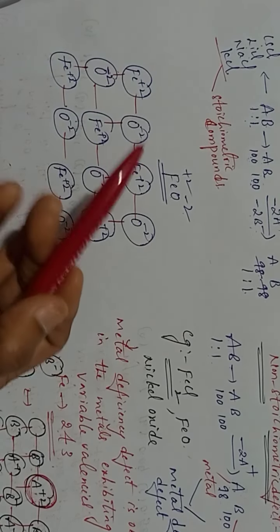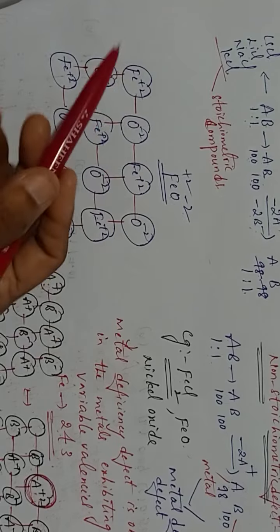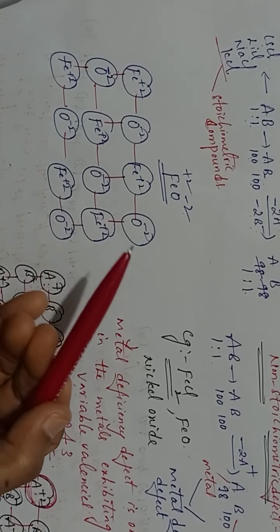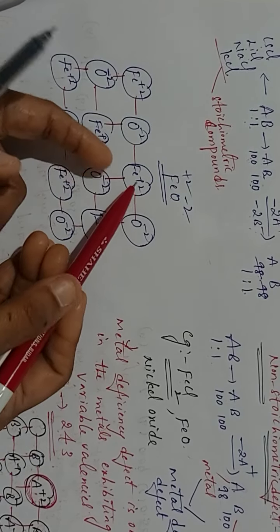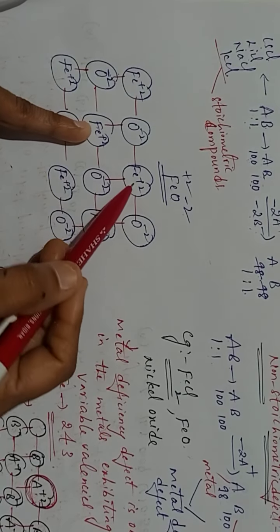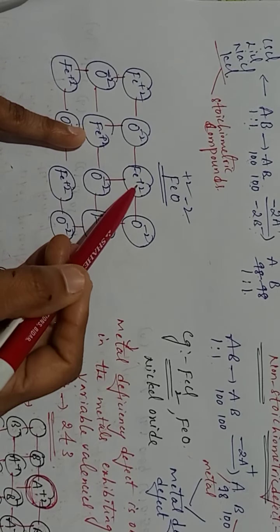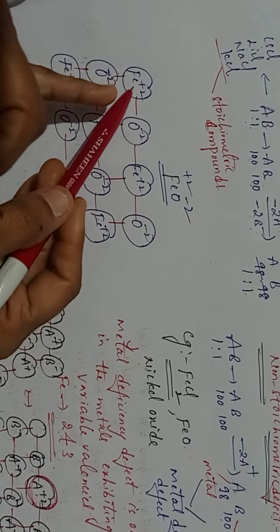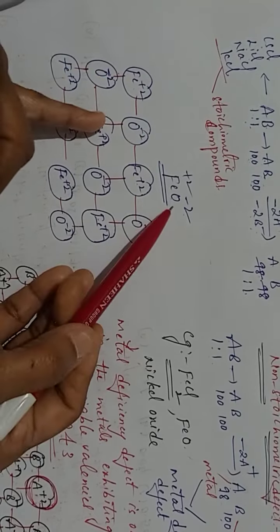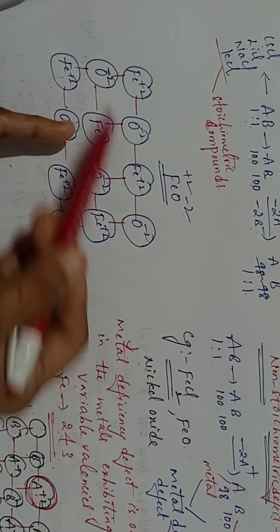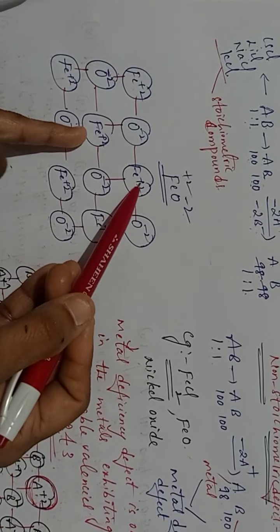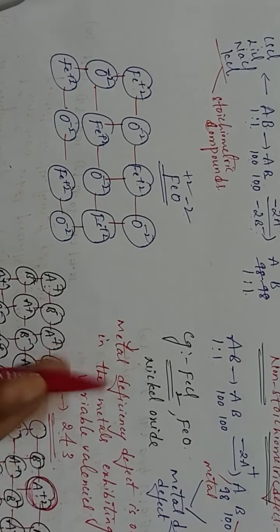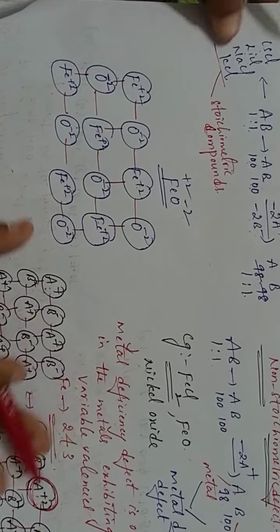To maintain the electrical neutrality, students, if one Fe+2 ion is missed, then two Fe+2 ions are converted into Fe+3 ions. That means both of these Fe+2 ions are converted into Fe+3. Suppose in this crystal one Fe+2 cation is missed, then in this crystal lattice any two Fe+2 ions are converted into Fe+3 ions. Are you following, students?